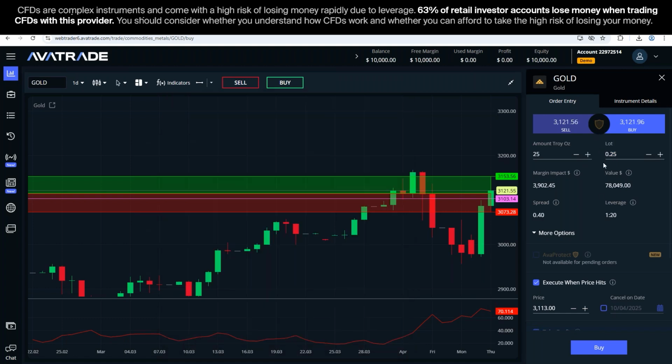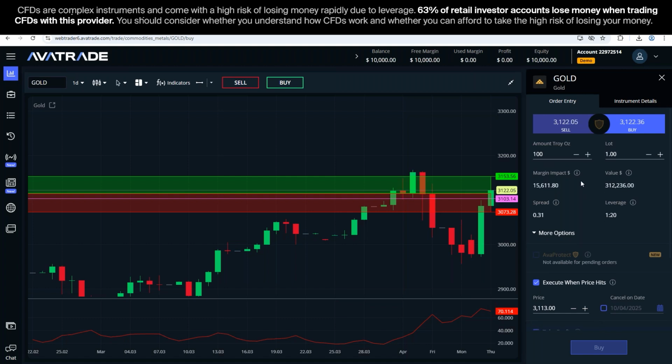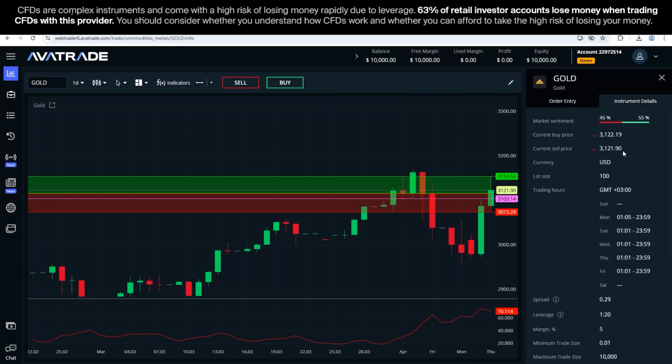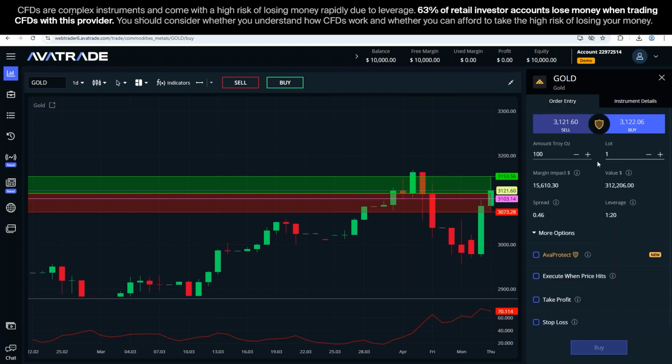Lot is a measuring unit. If you would like to know how many contracts are in one lot for an instrument, you can just erase whatever is here and type 1. Another nice way to do it is to click on instrument details. In instrument details, it says here lot size 100. What does that mean? It means that with 1, we've got 100. With 0.1, we've got 10. And with 0.01, we have 1.